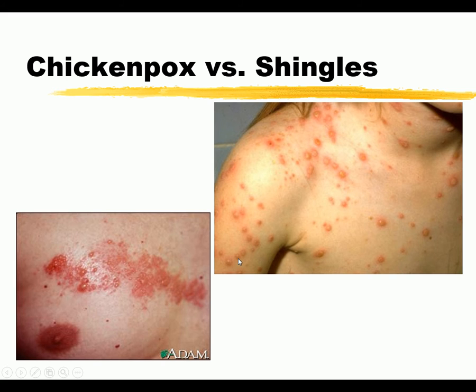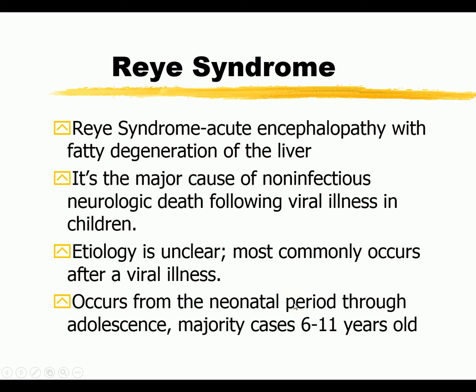You can get chickenpox about anywhere. I've seen them in the eyes, the ears, the nose, the mouth, the throat, just about anywhere. And then here is a dermatome, where you would get a dermatome with shingles, across the breast area in this case. All right, so what really comes to your mind when I say varicella?